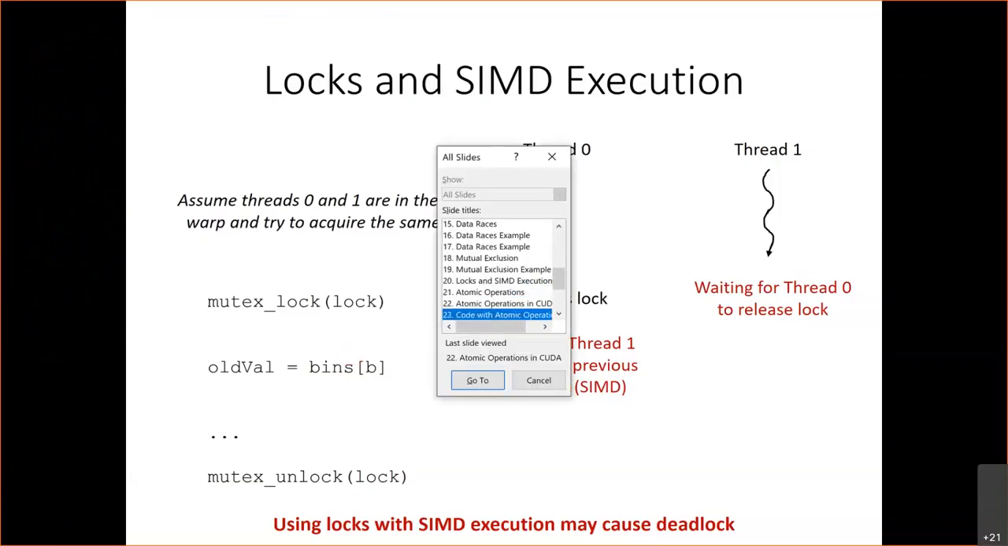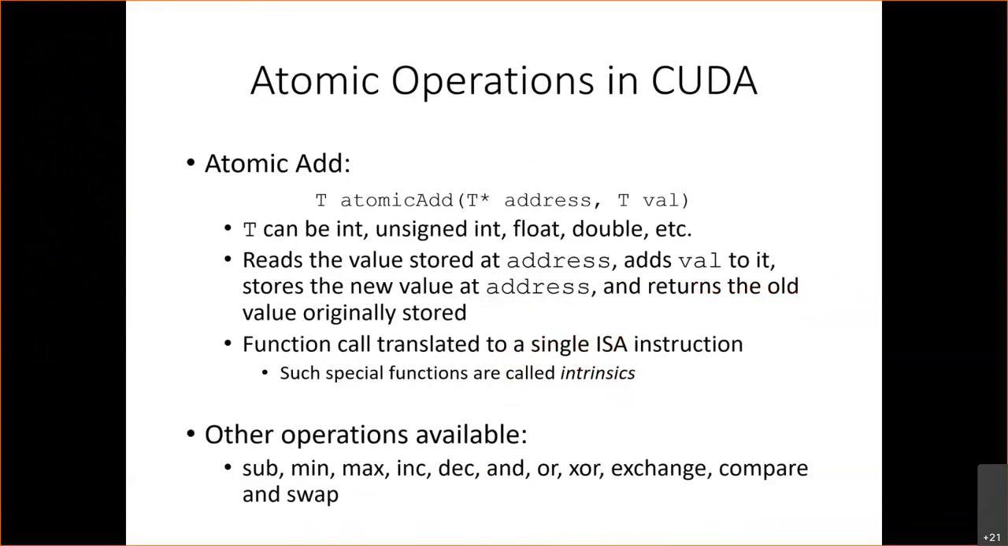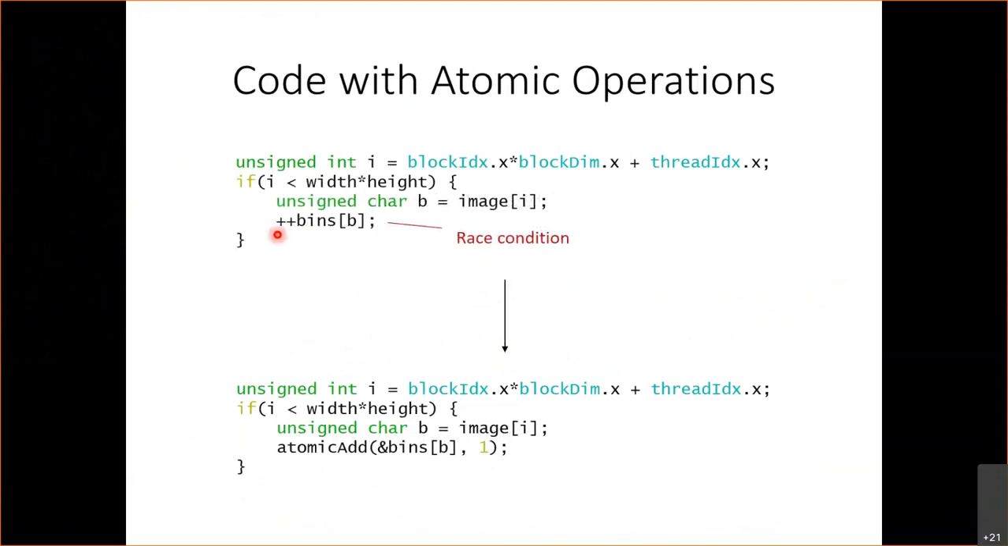First, let me go back to where we left off. This here is the code that we just wrote. We changed plus plus bins of B to atomic add. We take the address of bins of B and we add one to it. And what this does is that it solved our race condition and our code now has correct results. Now let's talk about optimization.